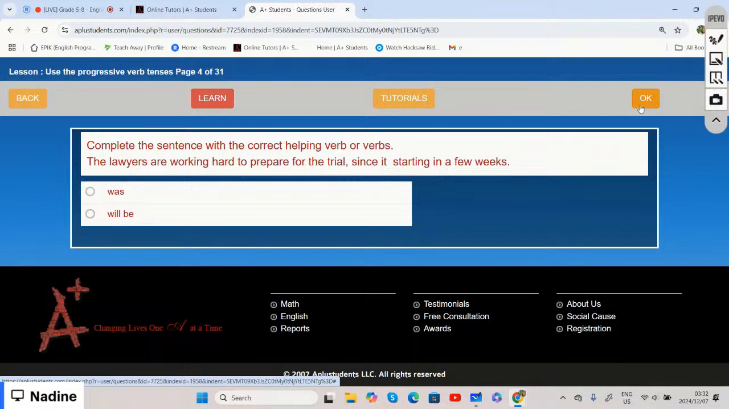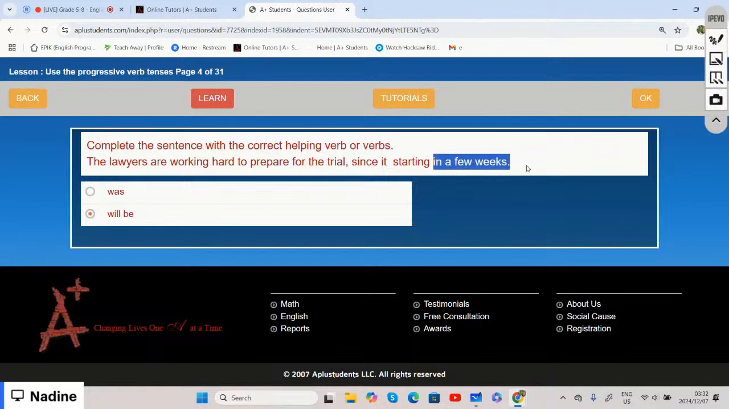All right. And if we were to select the correct option, we will say the lawyers are working hard to prepare for the trial since it will be starting in a few weeks. Well done. Sometimes, if you get confused and you don't know if you need to use was or is or will be, then you just look at certain wordings. Like, for example, it says here, in a few weeks, meaning it did not happen yet. It will only happen in a few weeks' time. So that already gives us an indication that it's in the future.